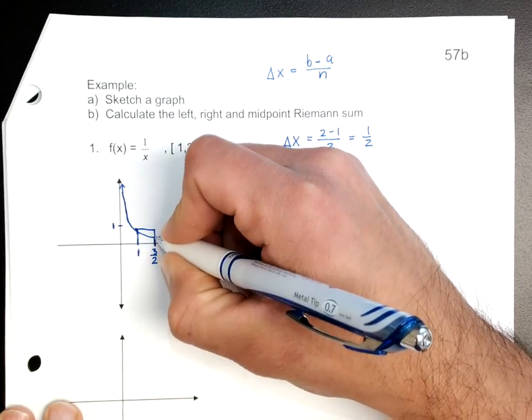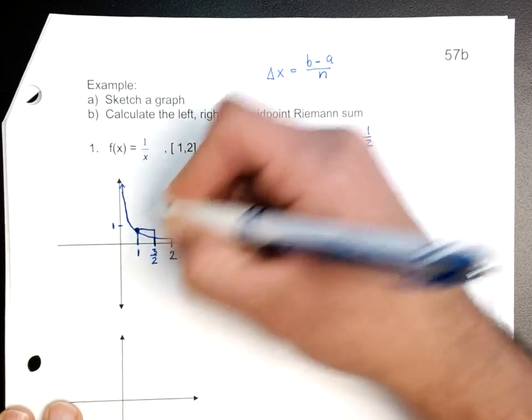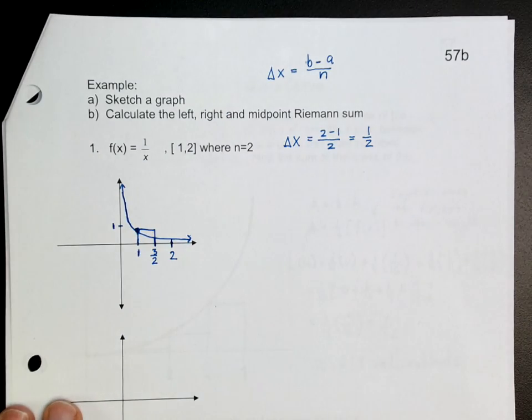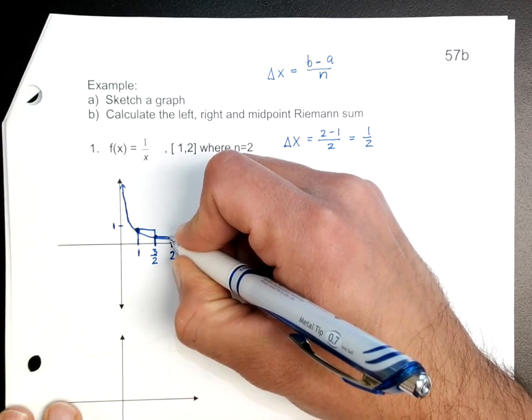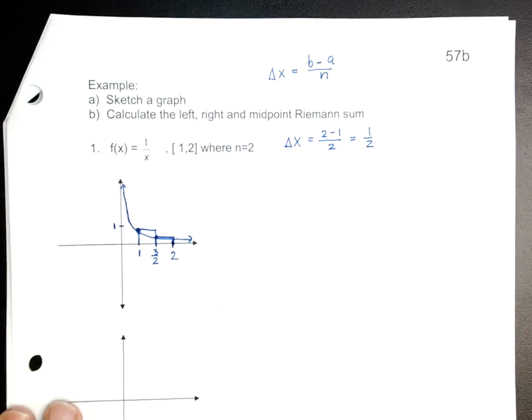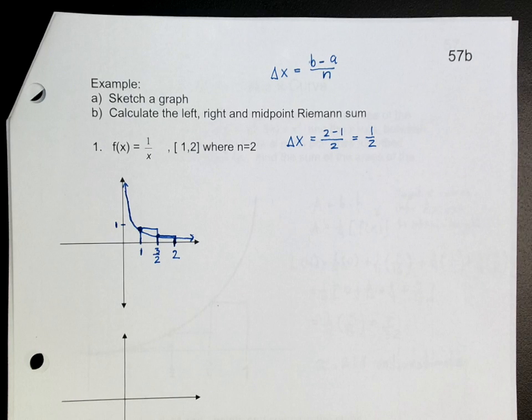And just make sure that the left endpoint of the rectangle is touching the curve. This one's kind of difficult to graph, but there you go, that's what it is. Again, make sure the left endpoint of your rectangle is touching the curve.